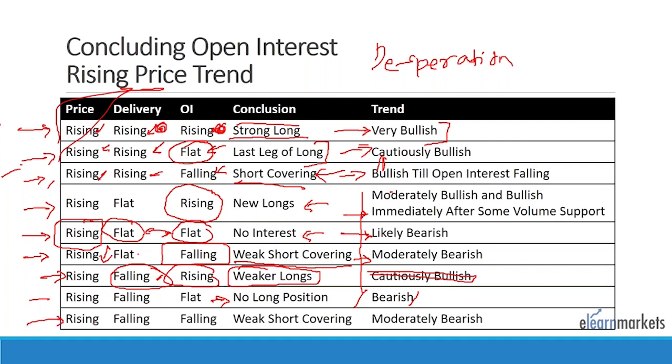Price rising, open interest falling, delivery also falling. That means these are the weaker guys who are covering their shorts, very similar to this. Most likely, immediately after weaker guys release their short position, the market will resume their downtrend because the weaker guys have reduced their short position in the market.